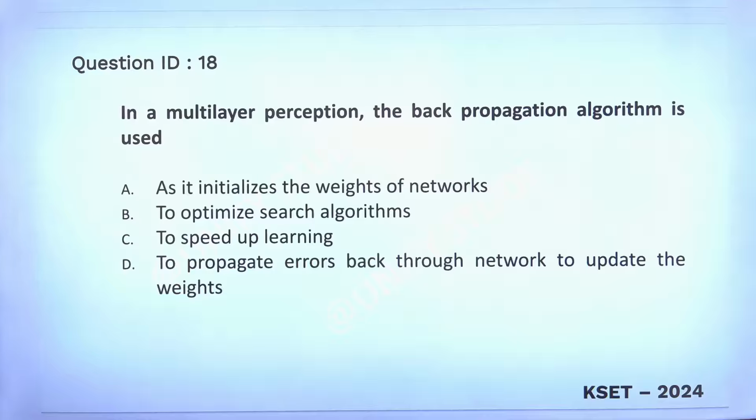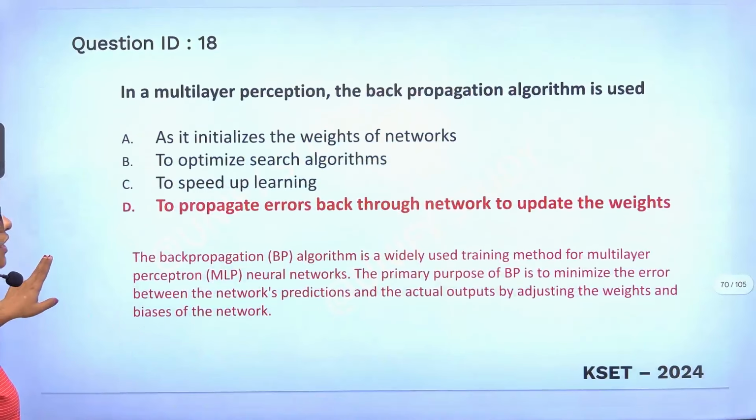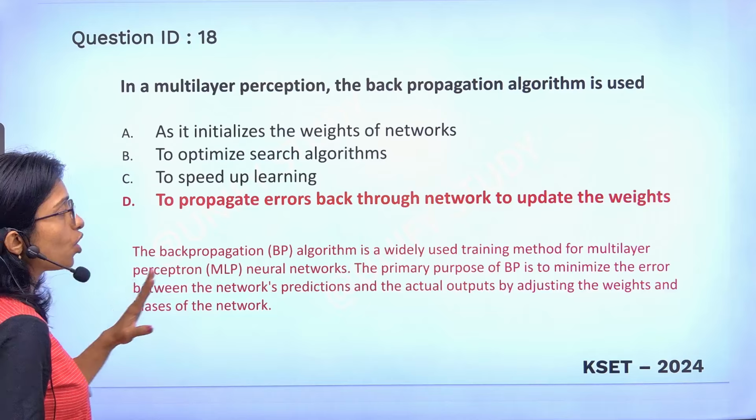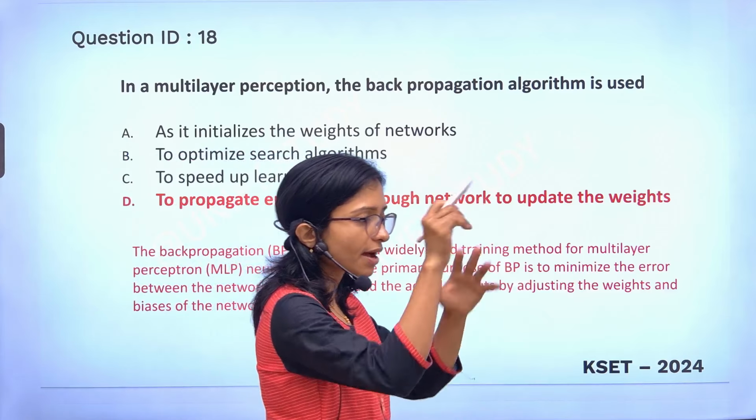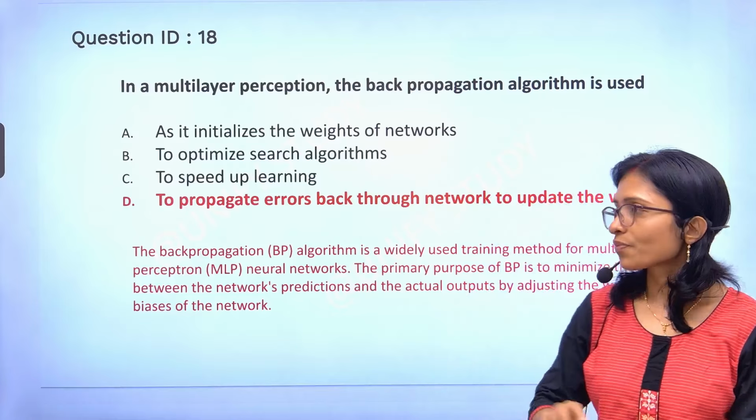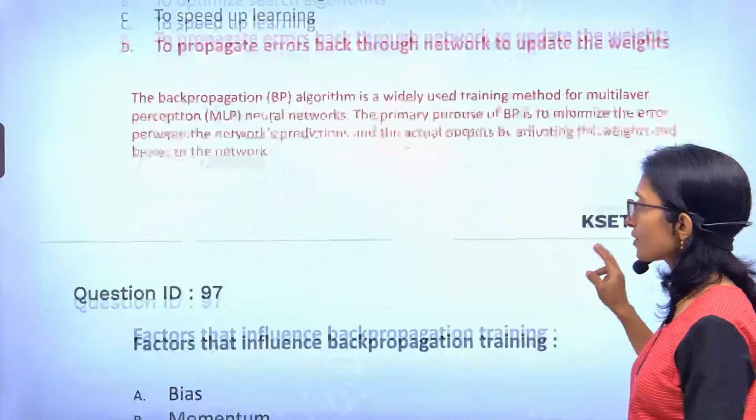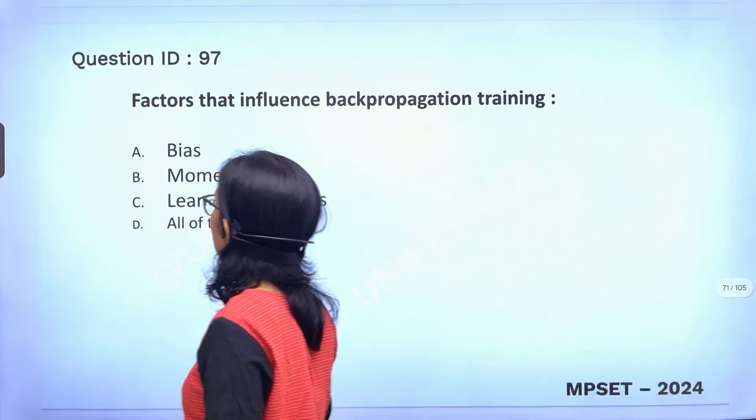In multi-layer perceptron, the backpropagation is used for what? I explained it multiple times, still I am not getting 100% correct answers. This concept we did multiple times. Propagate the error back through the network and update the weights. So many times I told: backpropagation means come back and rectify your error. That is the answer. Next.